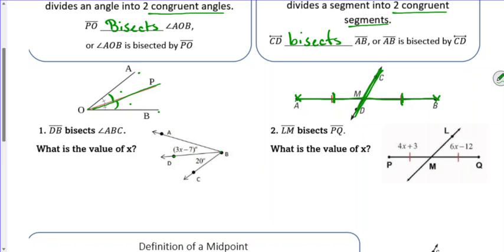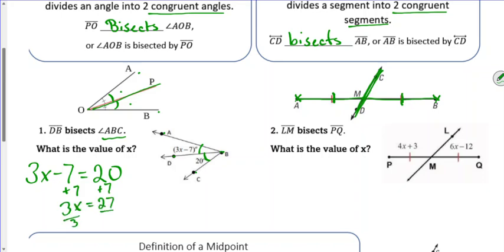DB bisects angle ABC. What's the value of x? So if that's bisected, that means that and that are going to be the same. So I could say that 3x minus 7 equals 20. And now I want to solve that equation. I'm going to add 7 to both sides. That would give me 3x equals 27, and then divide by 3 on both sides to get that x is just 9. That's the number that would make these two angles congruent, or really make that angle equal to 20.